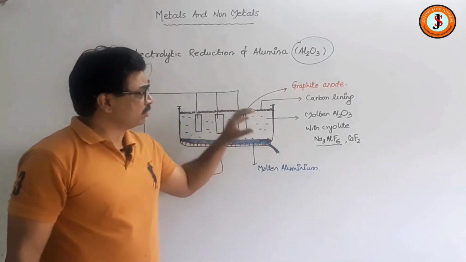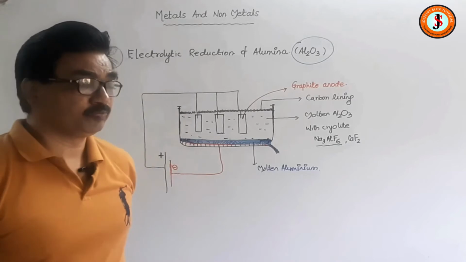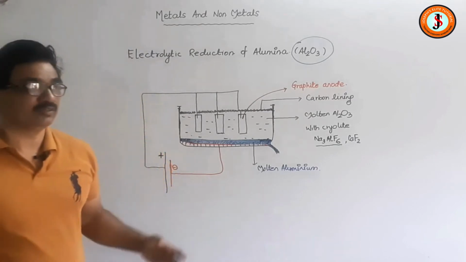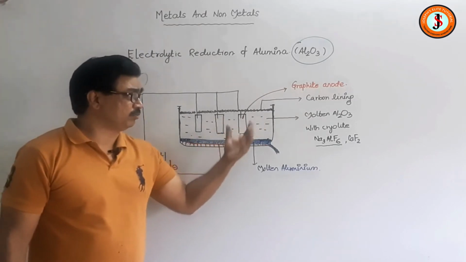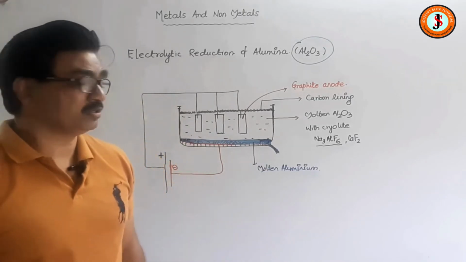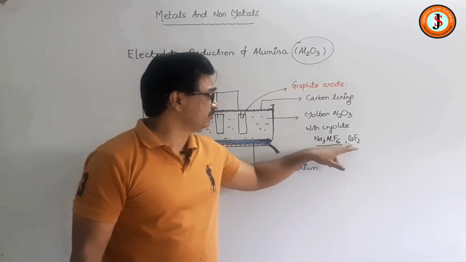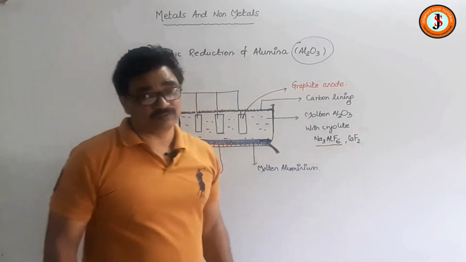Molten alumina. Now alumina has a melting point over 2000 degrees centigrade. So it is very costly if we use alumina only and melt it. It will be costly, so we add cryolite. Cryolite is Na3AlF6, and we use CaF2, fluorspar.